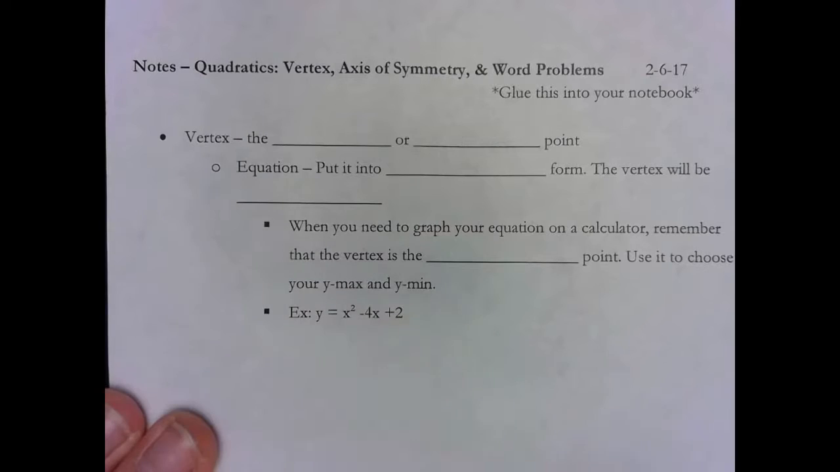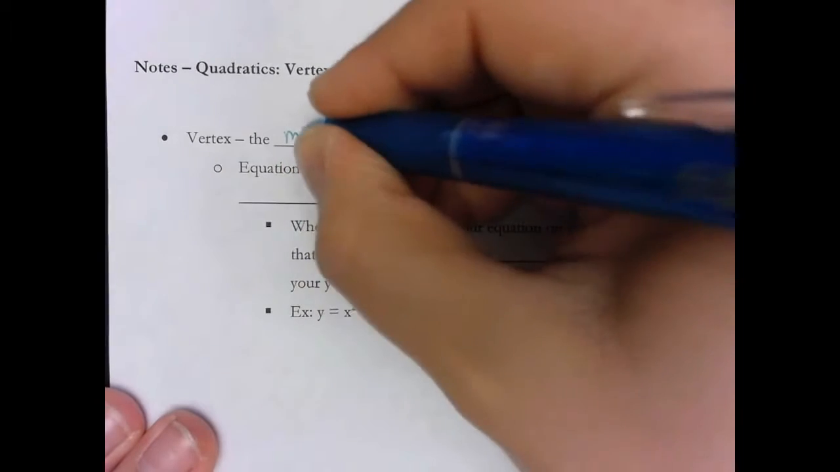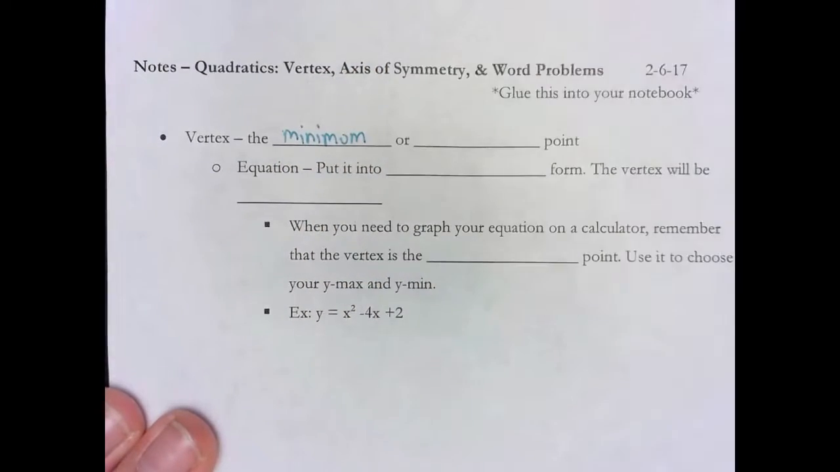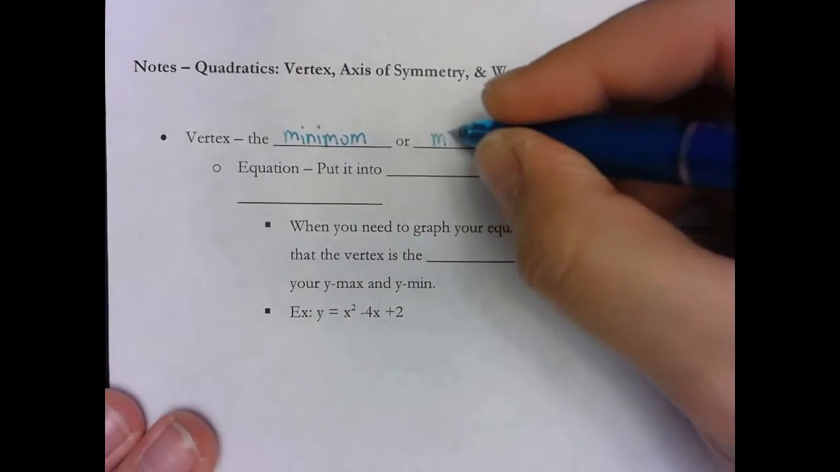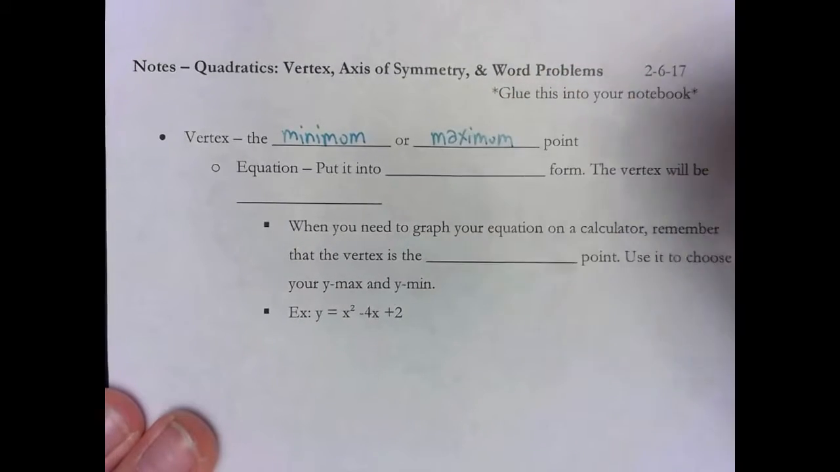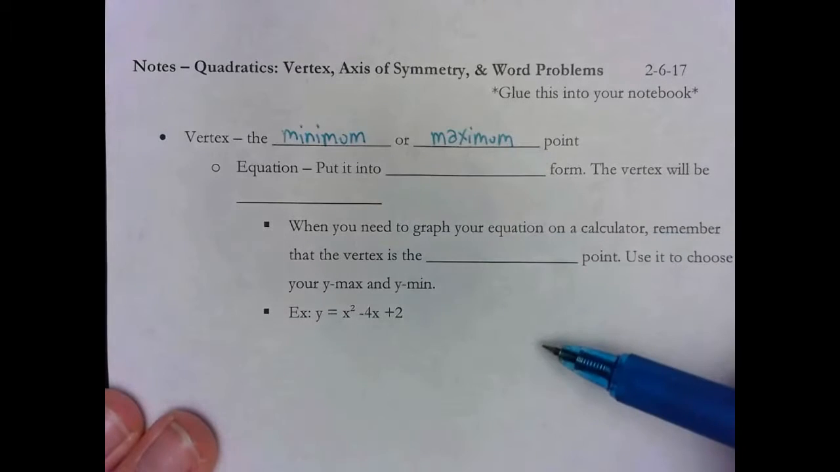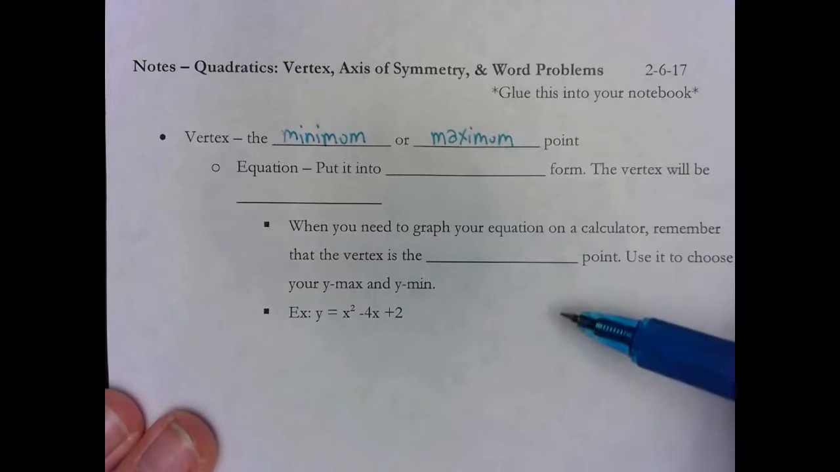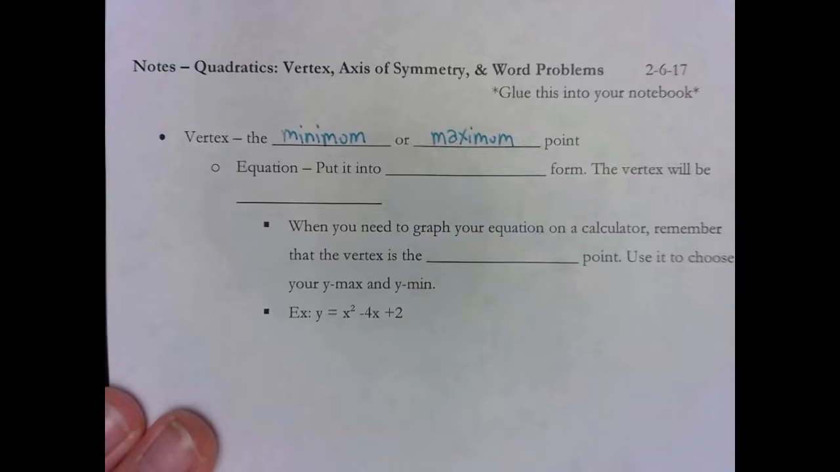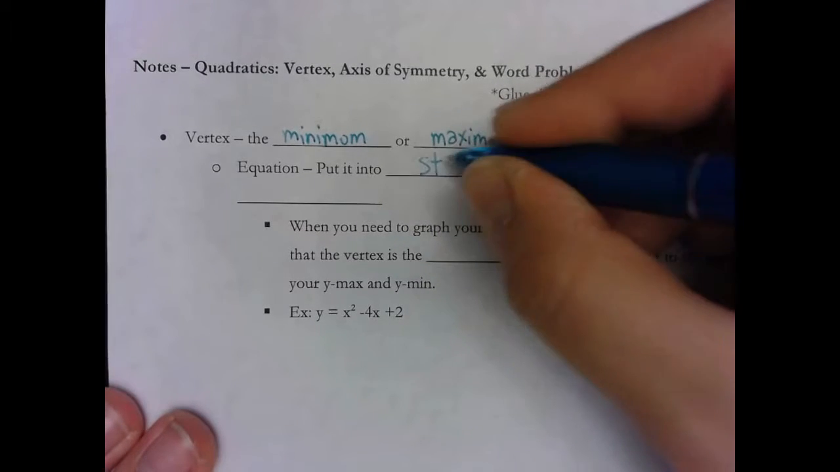All right, vertex, that is the minimum or the maximum point. In other words, if you have this nice little curve, this parabola, it's where it turns around. If you have an equation to find the vertex, first, guess what form you're going to put it in? That's right, standard.